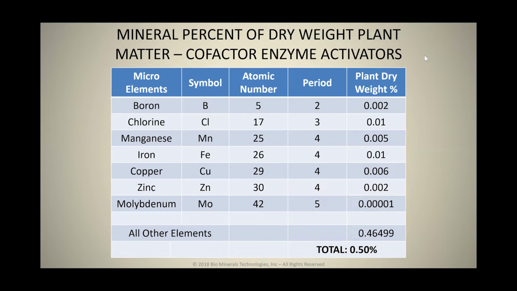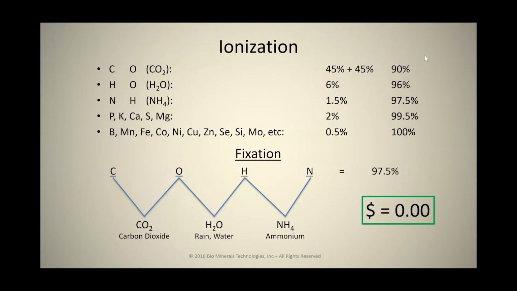So, ionization is the process of putting things together. And carbon, oxygen become carbon dioxide. Hydrogen, oxygen become water, H2O. Hydrogen, nitrogen become NH4, ammonium, 1.5%. The rest of our minerals combined are 2% plus the trace elements at 0.5%.